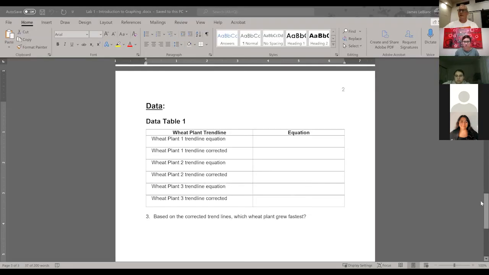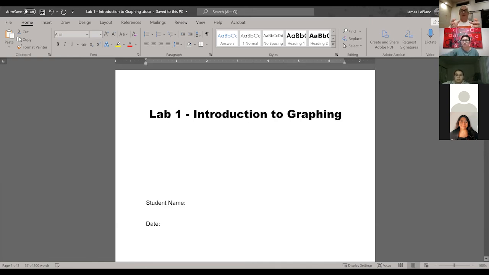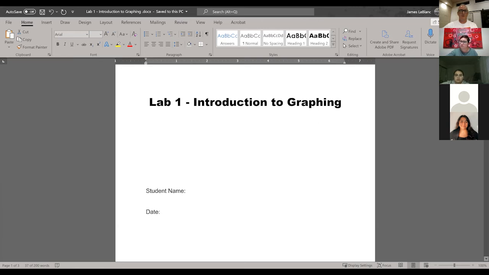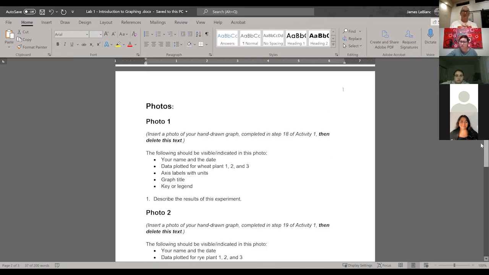This is the actual report template you're going to be using. Hopefully you found that in Canvas. You just put your name and the date you're doing the report. That's fairly straightforward. Here you're going to insert your hand-drawn graph: take a picture of it and convert it into a PDF or whatever it is you want to do.